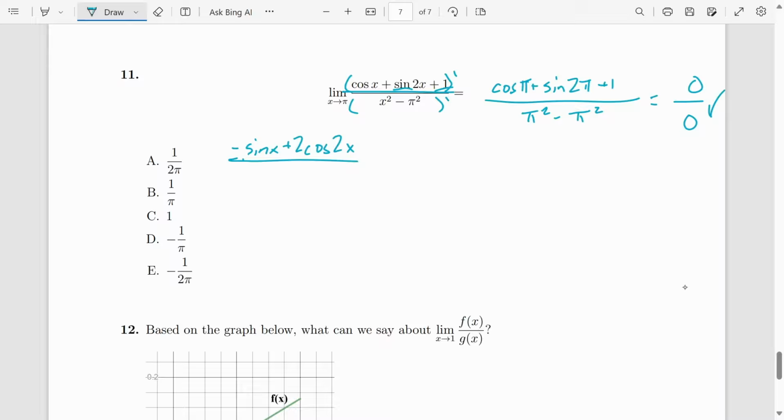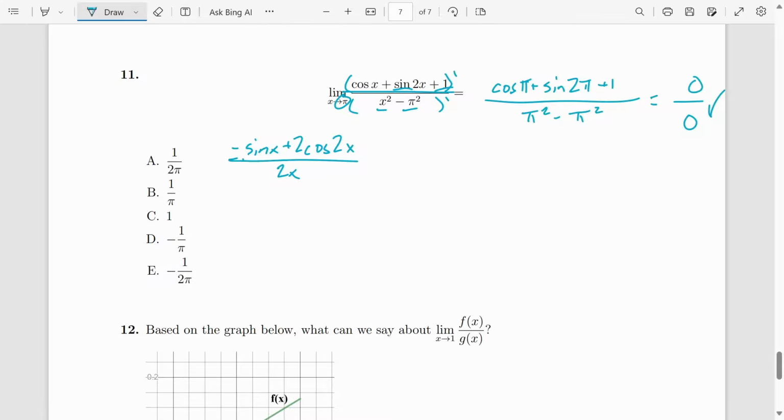And then on the bottom, the derivative of x squared is 2x, and minus pi squared is a constant, so that is also just 0. So now we've got our new limit, which is negative sine of x plus 2 cosine of 2x all over 2x. You'll see once we plug in pi into all these x's, we'll no longer be dividing by 0. We'll actually get a tangible answer out of it.